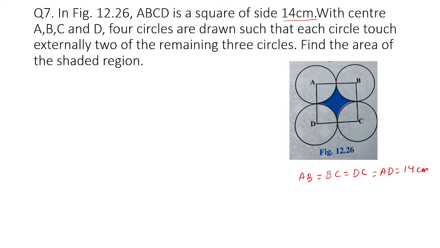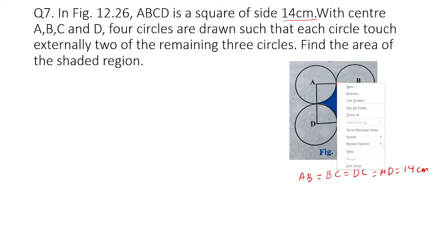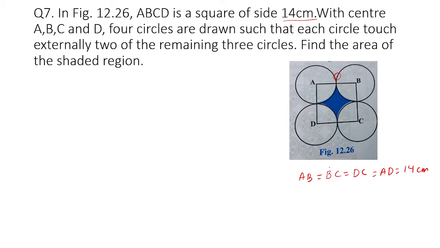So if side is this, I'm going to assume my point and write that as O. So AB, you get it by AO plus OB. Clear? So what is AO and AB again? AO equal to OB is equal to the radius of the circle, okay? So all of these circles are actually the same. So this is going to be 14 centimeter.